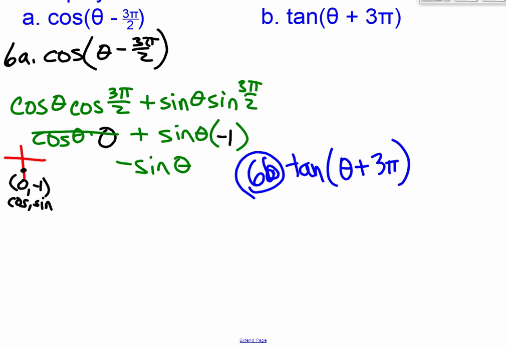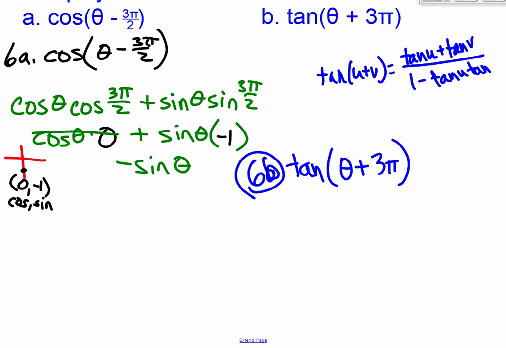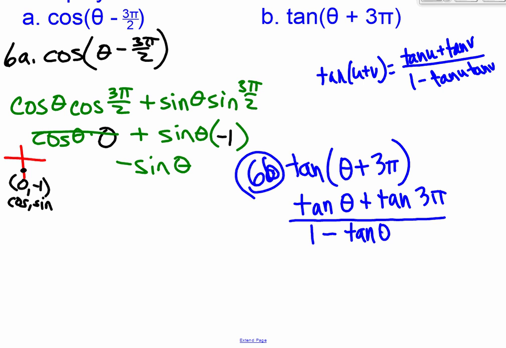That's the big difference. So tangent of u plus v is tangent u plus tangent v over 1 minus tangent u tangent v. So just remember to multiply those, and then you're going to get a common denominator. You might have to invert and multiply if you've got a lot of fraction work to do here. So in this one, we have tangent theta plus tangent 3 pi over 1 minus tangent theta tangent 3 pi.